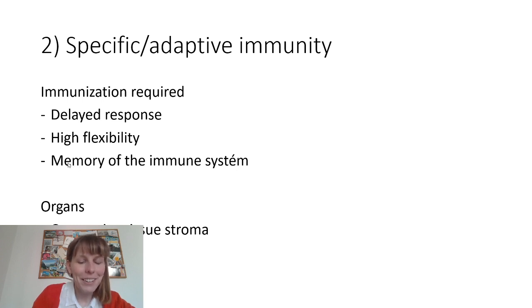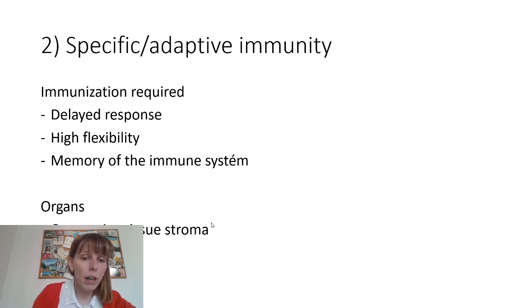So this system, its advantage is also that it remembers what happened before, what you have already met, and the next time you will meet it, you will be prepared better. So that's the principle of it, and the organs of the specific or adaptive immunity will have connective tissue stroma, and then it will have typically lymphocytes, so immune cells sitting inside this stroma.